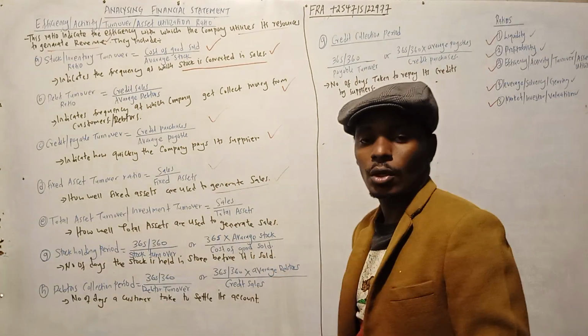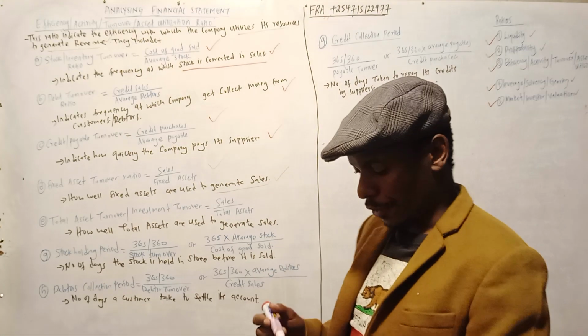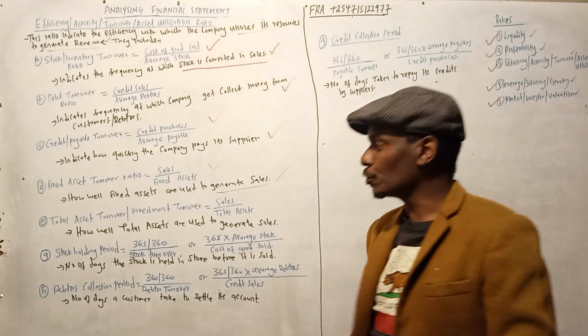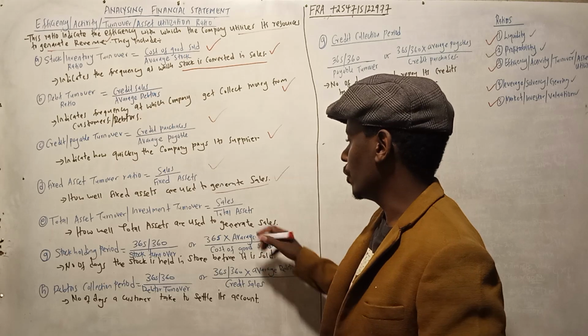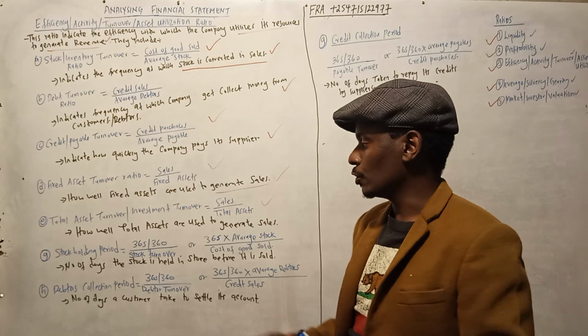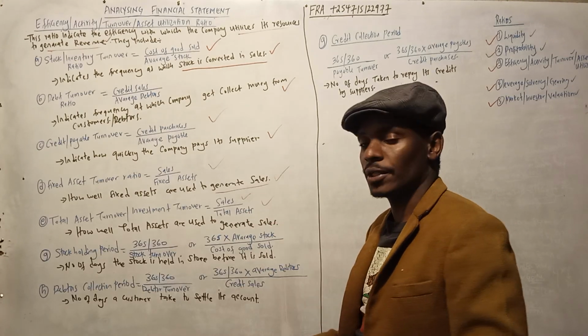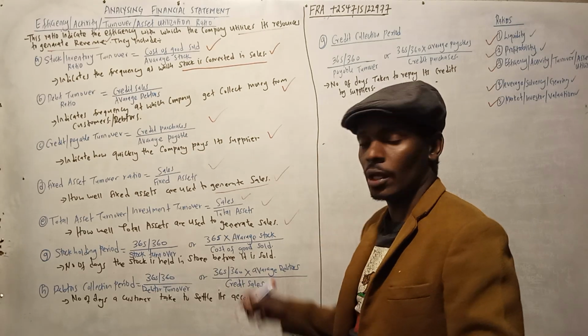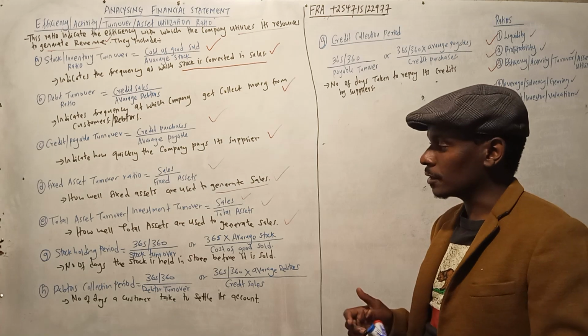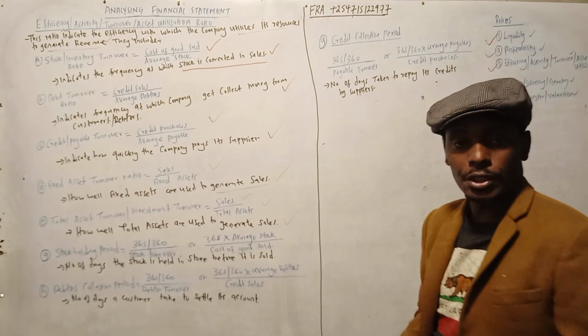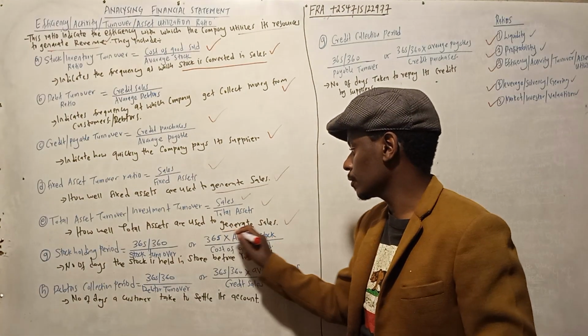So how well or how efficiently can we use our fixed assets to generate sales? Then you have the total asset turnover, which is equal to the sales over total assets. It indicates how efficiently we can utilize our total assets to generate sales.